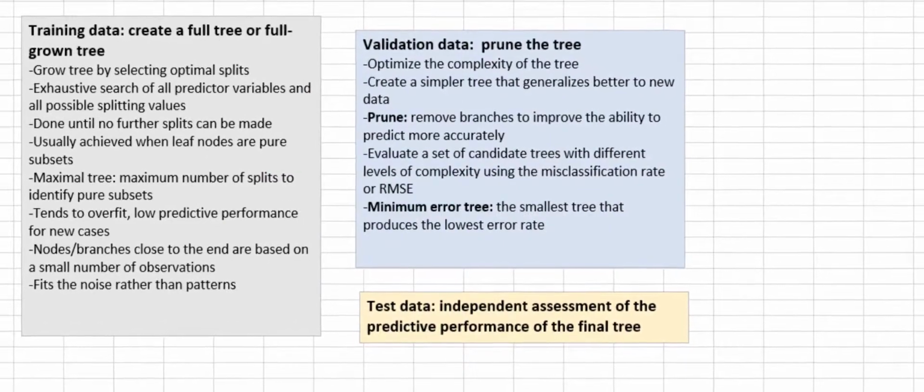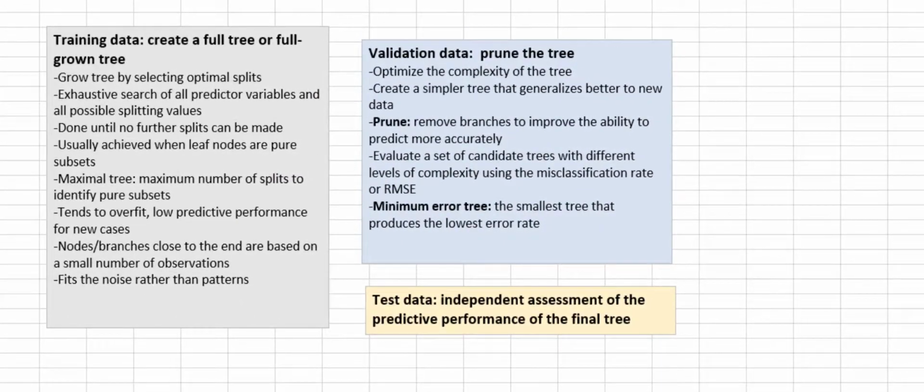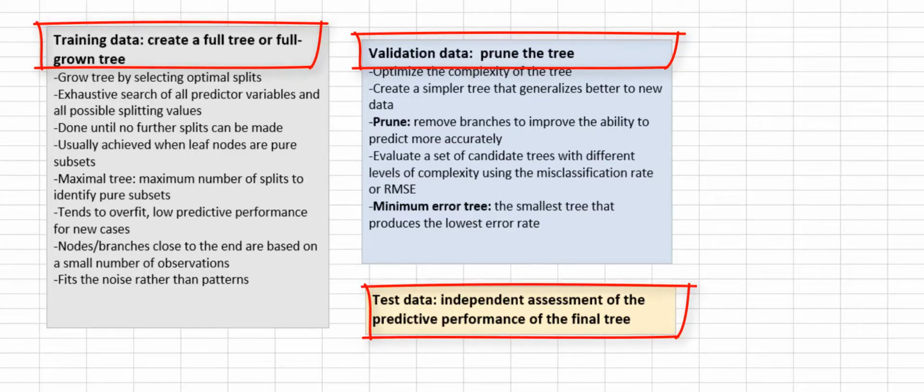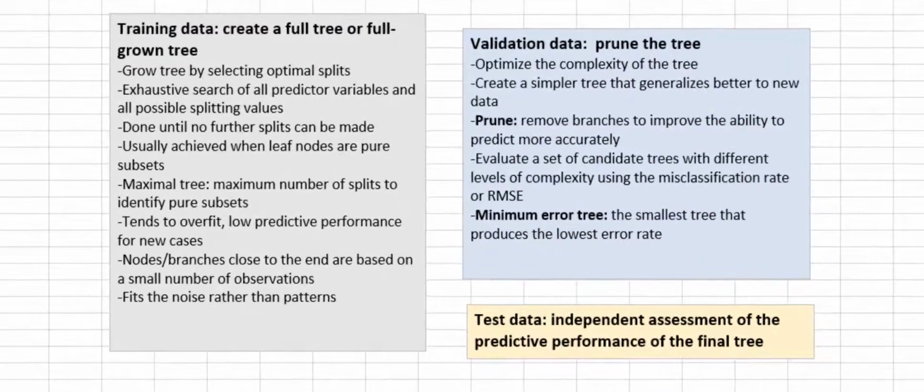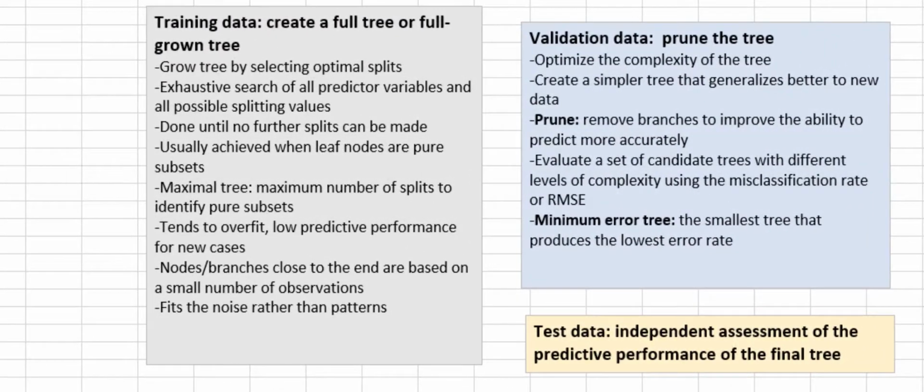Like other supervised data mining method I discussed in the previous video, a decision tree is usually built using partition dataset. It's common practice to partition data into 3 sets: training, validation, and test datasets. The CART algorithm will first grow the tree using the training dataset by selecting the optimal splits of all predictor variables and all possible split values until no further splits can be made. This is usually achieved when all leaf nodes only contain cases that belong to the same class for classification trees or have the same outcome value for regression trees. In other words, the leaf nodes are all pure subsets.